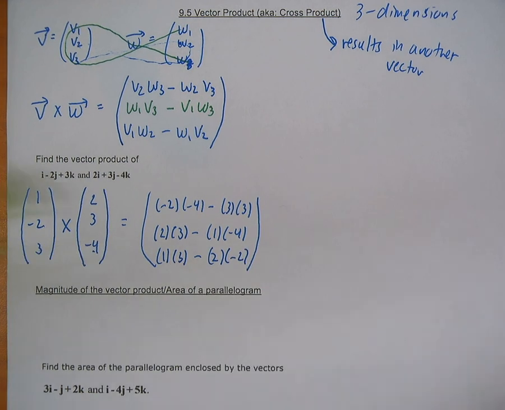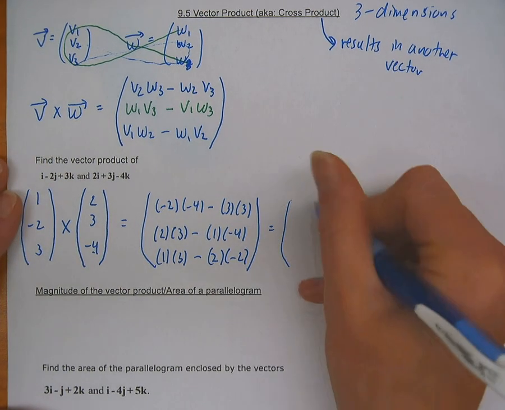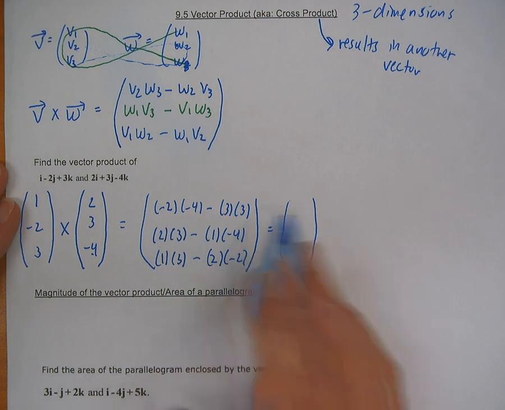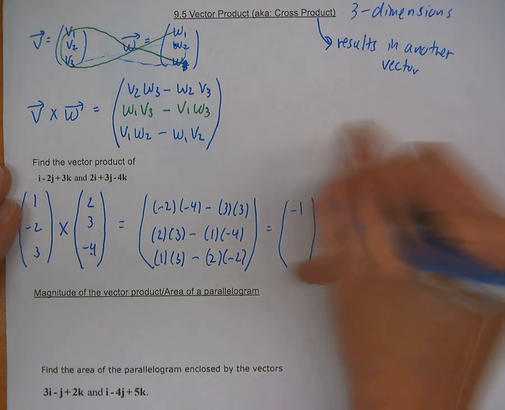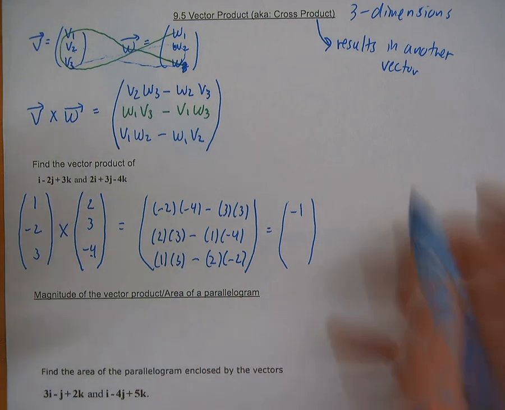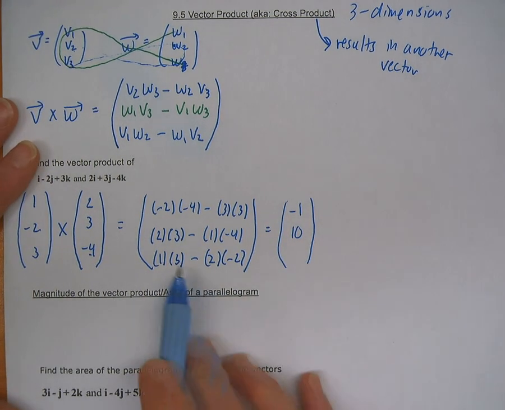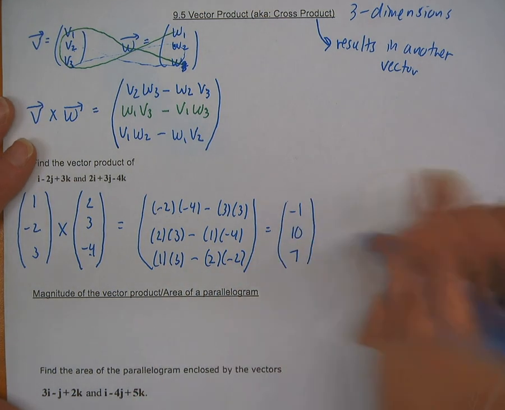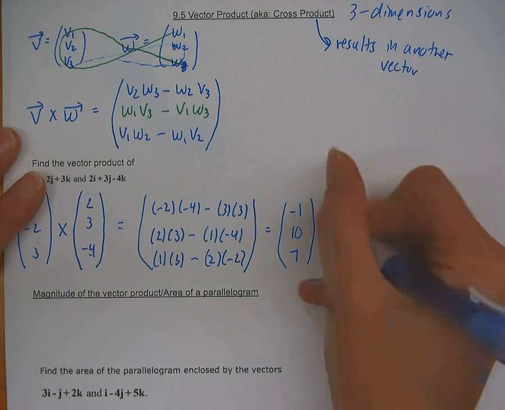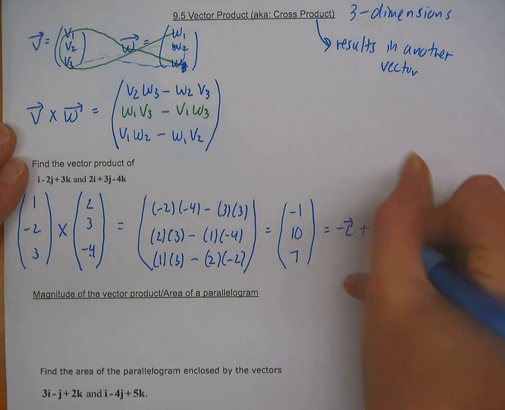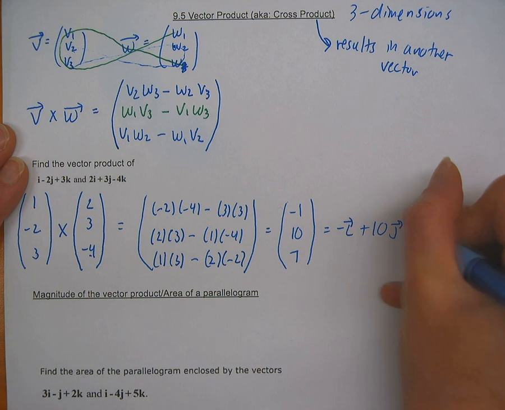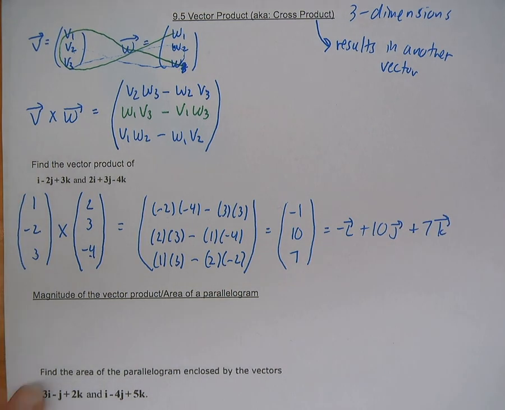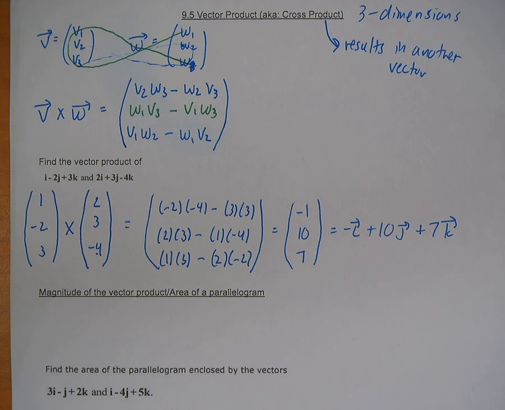Okay, so let's see what vector that results in. I get 8 minus 9, so -1. I get 6 plus 4, so 10. And I get 3 plus 4, so 7. If you wanted to write it back in the original form, I'd have the vector -i plus 10j plus 7k. So that is the vector product of those two vectors.